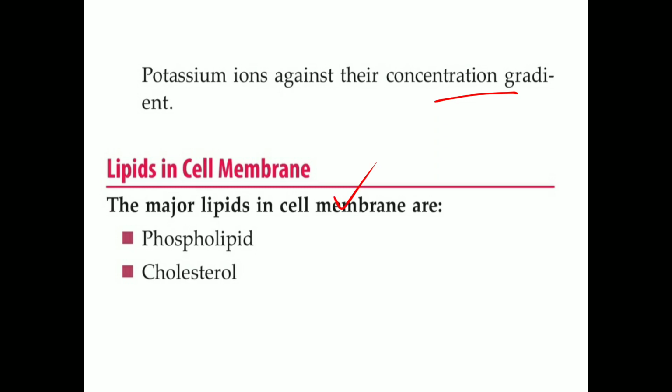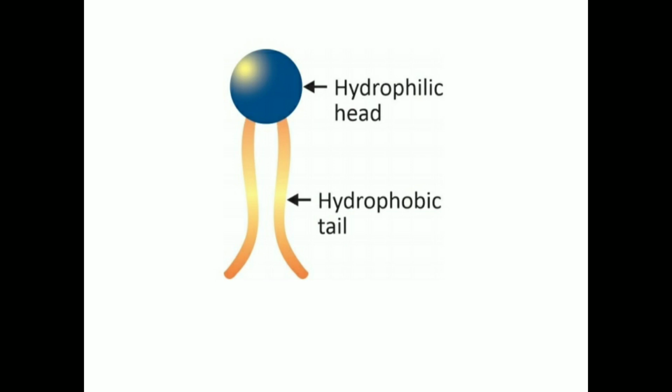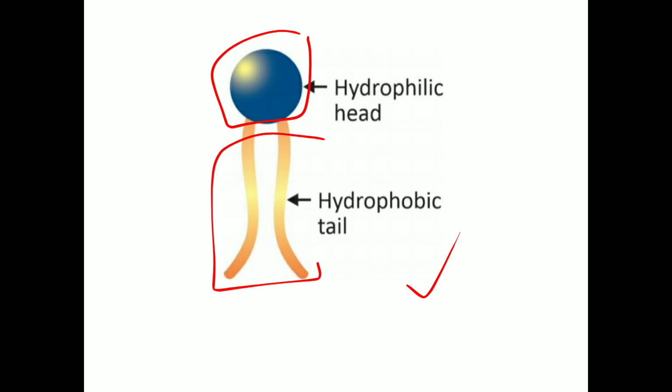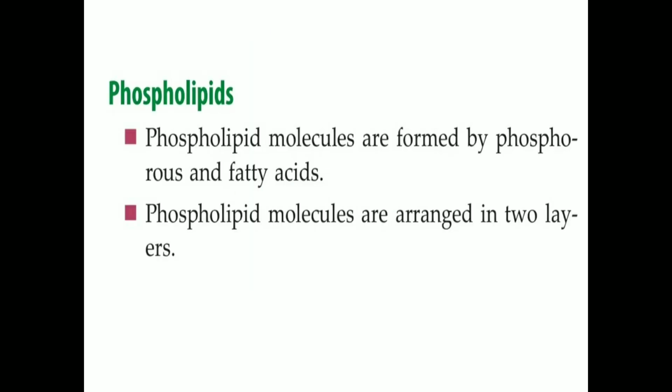Now let's see the lipids in the cell membrane. The major lipids in the cell membrane include phospholipids and cholesterol. So this is a phospholipid molecule with a hydrophilic head and hydrophobic tail. Phospholipid molecules are formed by phosphorus and fatty acids.